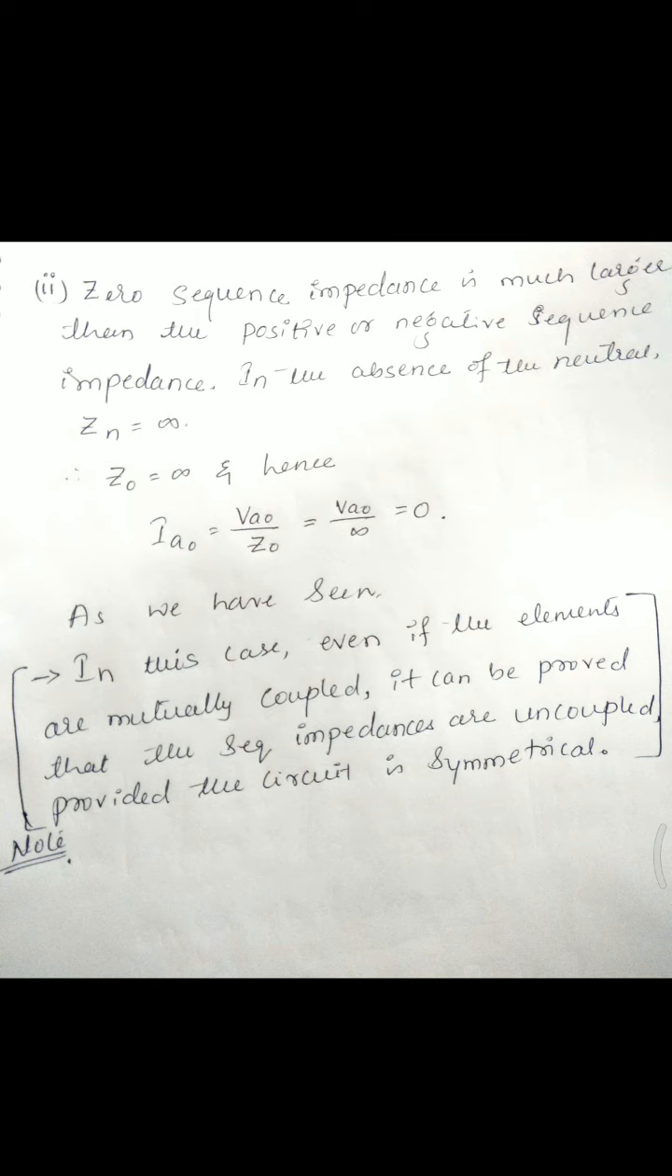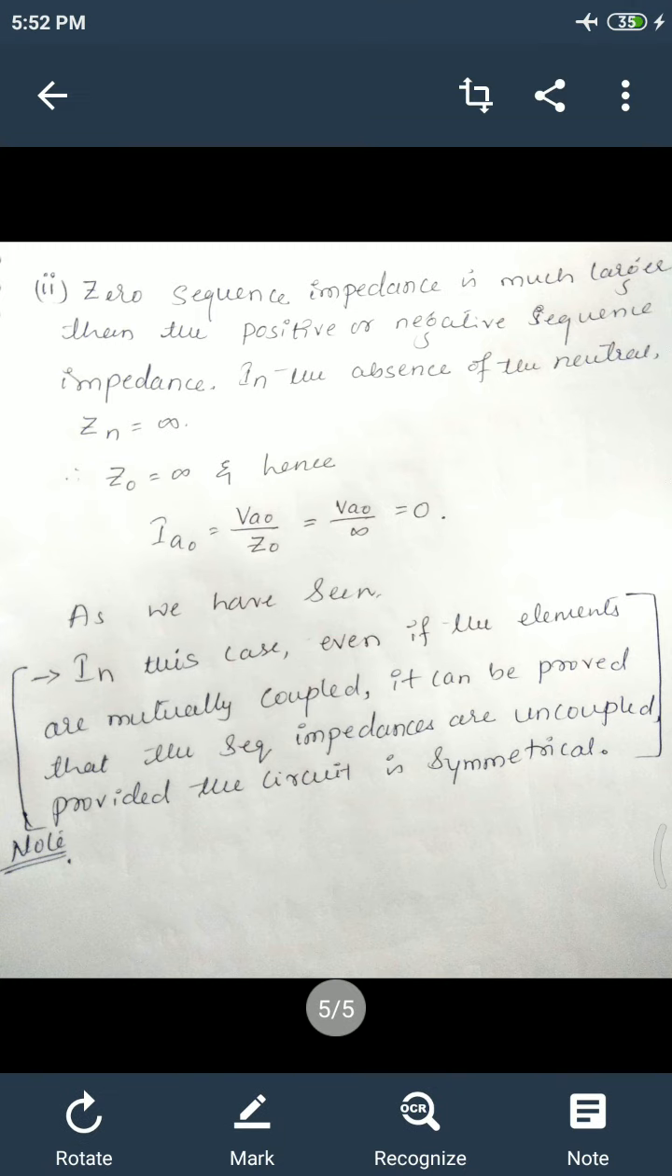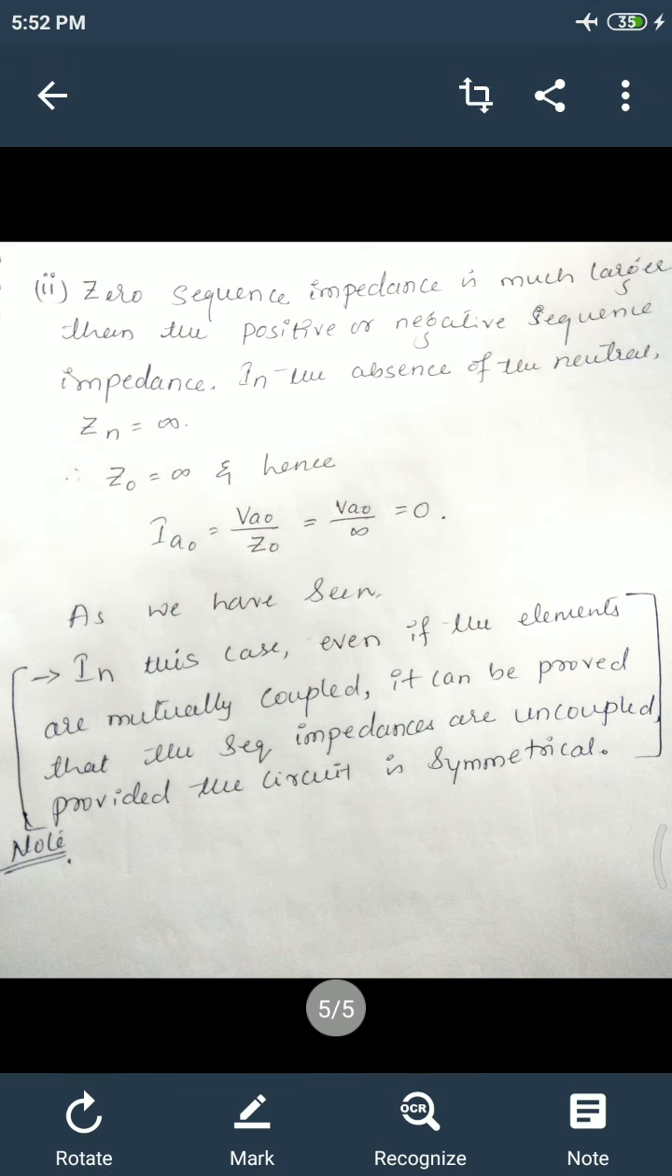Note one point: in the case of a symmetrical circuit, even if the elements are mutually coupled, it can be proved that the sequence impedances are uncoupled, provided the circuit is symmetrical. Even if you have mutual coupling, we can define the same thing. So only one thing is that the circuit should be a symmetrical one. Thank you.